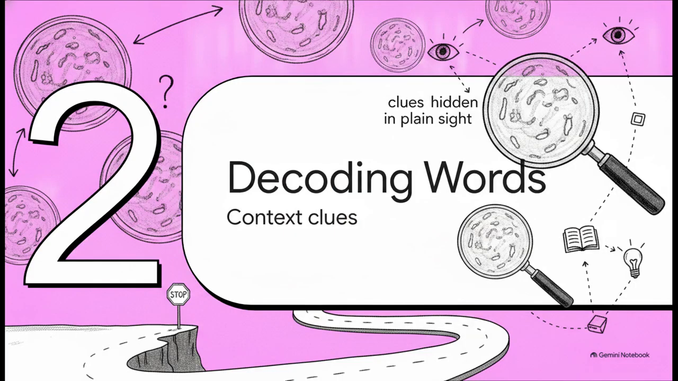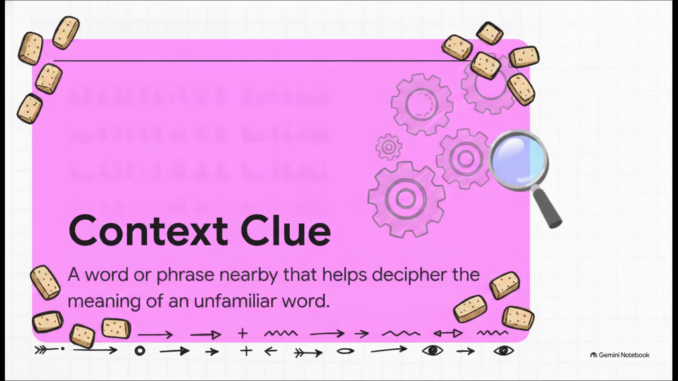Okay, moving to Section 2, decoding words in context. We're going to kick things off at the microscopic level. Unfamiliar words can feel like hitting a total roadblock when you're reading. But here's a secret. You don't always need to drop everything and grab a dictionary. Authors actually leave breadcrumbs for you on purpose.